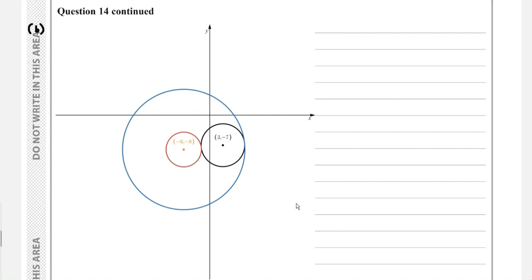For part B, here is a diagram explaining what we have. We've got the circle C1 shown in black, and here we've got the circles C2 and the different possibilities of C2. C1 has centre 3, negative 7, and C2 has centre negative 6, negative 8. Here we've got the radius of C2, k max, and anything smaller than k max will mean C1 and C2 intersect. For the little circle, we've got the radius of k min, and anything bigger than this minimum value means C1 and C2 would intersect.